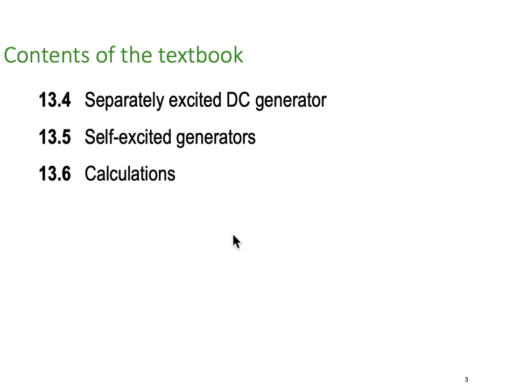If you're following along in the textbook, which I always suggest is a good idea, this is chapter 13.4, 13.5 and 13.6. So separately excited DC generator, a self-excited DC generator, and a little bit of information around doing calculations around DC generators.